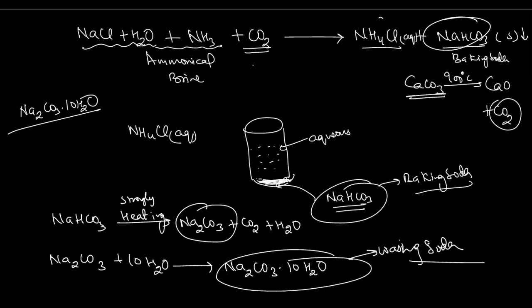Now this ppt is extracted out and we strongly heat it. When we strongly heat it, it will give you sodium carbonate plus carbon dioxide plus water.